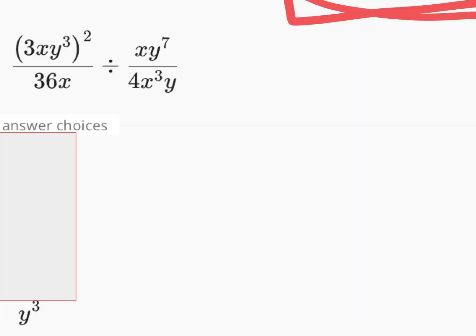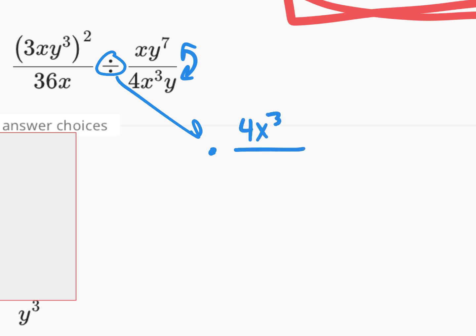And last but not least, we have this easy question. Because there's no addition or subtraction, it's a division of two fractions, which means all we're going to do is change the division to multiplication, flip the second fraction, and then we'll be good to go. So that second fraction is going to be 4x to the third y over x y to the seventh. The first fraction, I actually need to do a little bit of work.